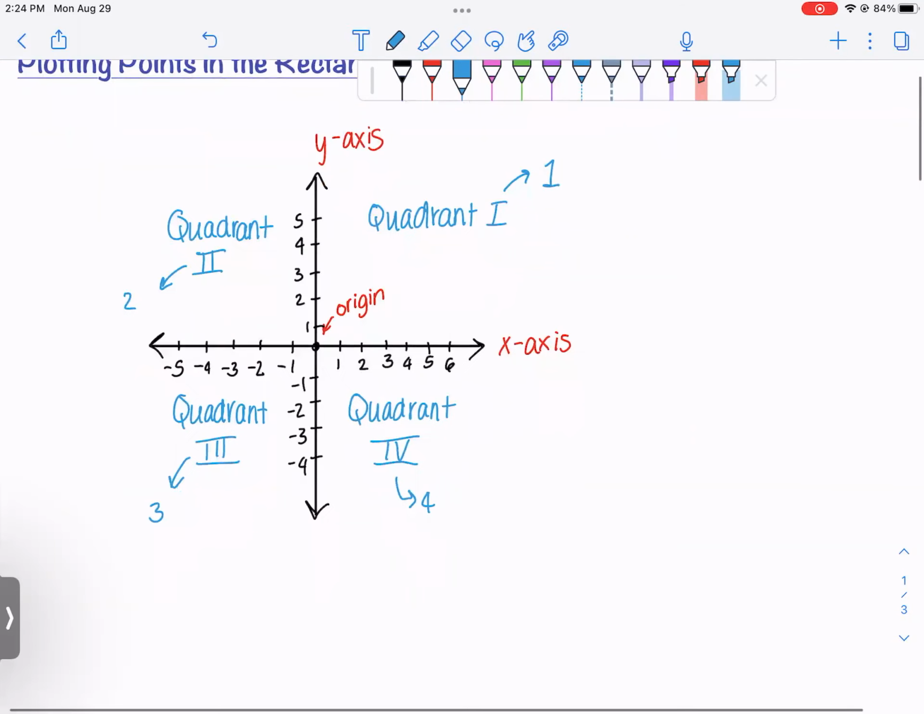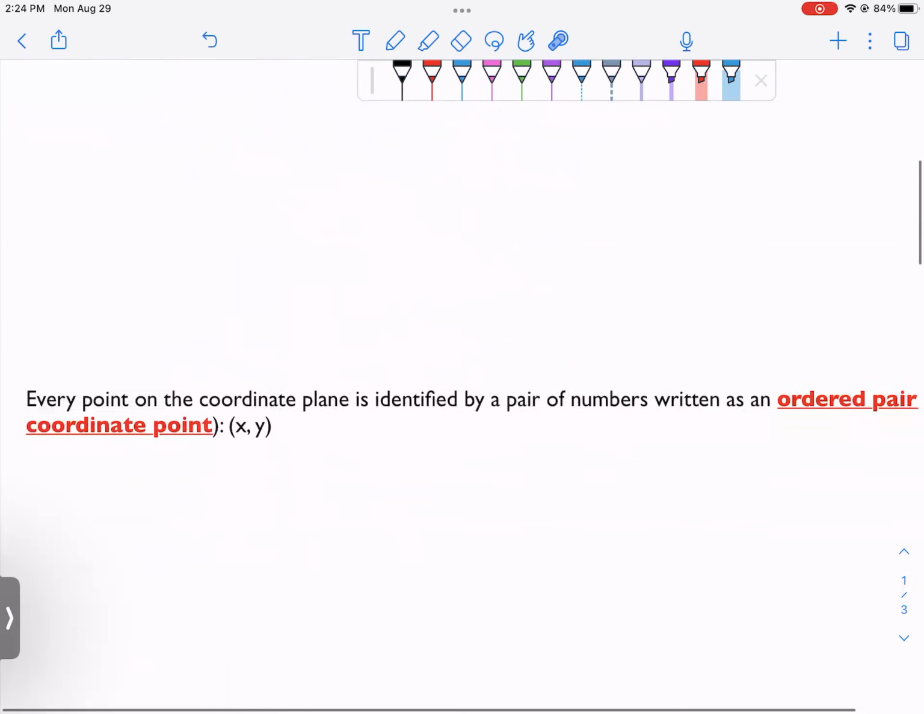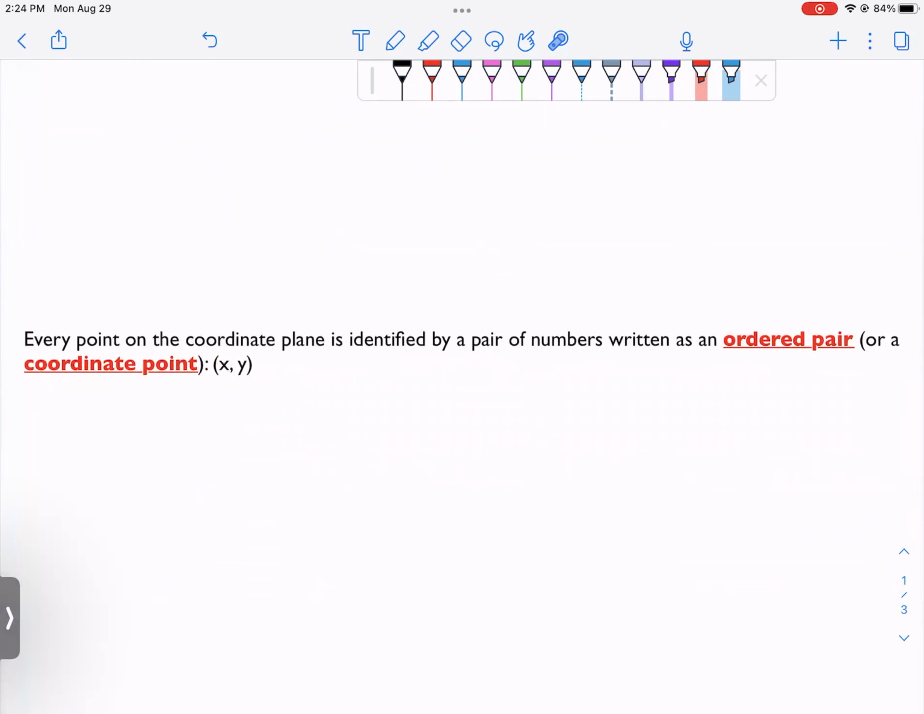On the rectangular coordinate system, we plot points. And we plot points using the numbers on the x-axis and the numbers on the y-axis. So every point on the coordinate plane is identified by, like I said, 1 number relating to x and 1 number relating to y. And we call that an ordered pair or a coordinate point. So you can think of this xy as being the address of a point, where we have this x. This is known as the x-coordinate.